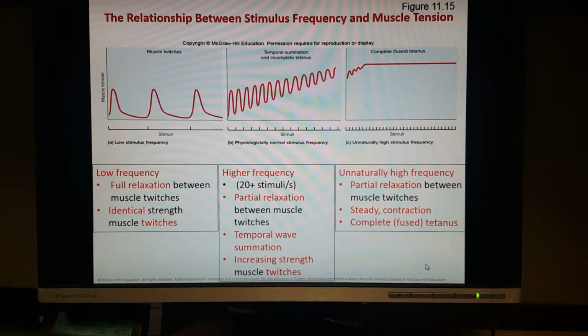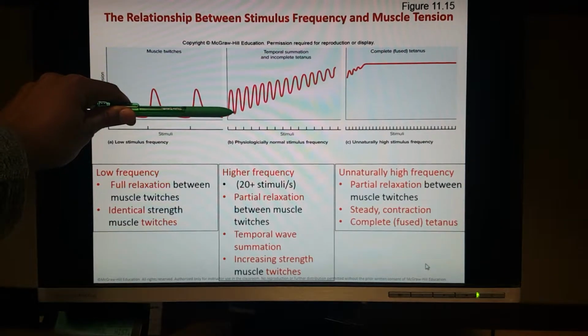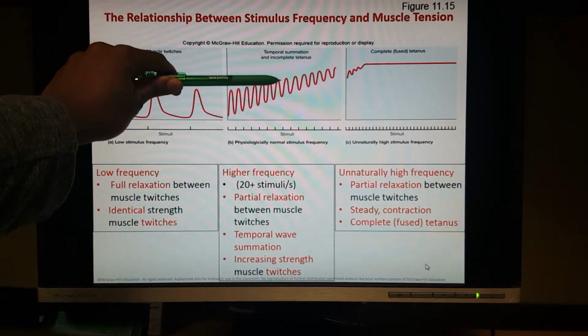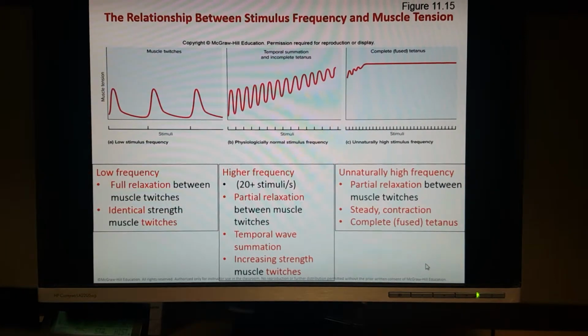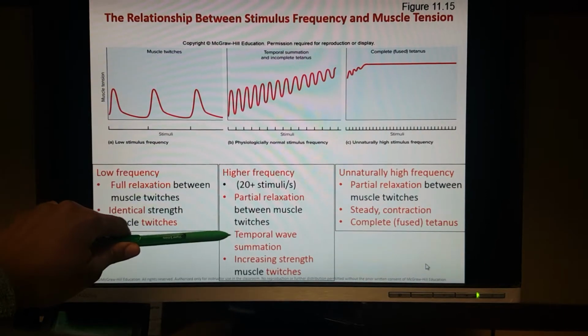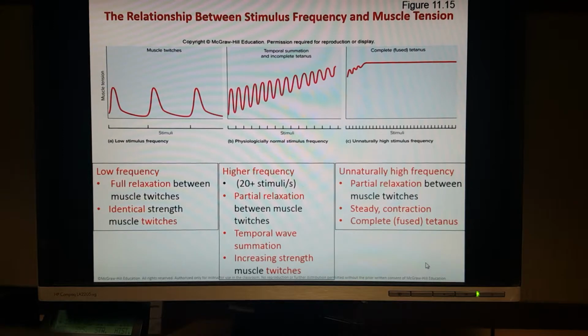It's kind of like stairs: even though you're only going to make the same amount of height adjustment to get to the next step, because you're already slightly above where you started, you increase the level of tension. Each of these, because the muscle isn't able to relax fully, increases the tension until you get to what's called an incomplete tetanus, a temporal wave summation, the adding up of your waves based on the quickness of time, and it continues to build up in strength.